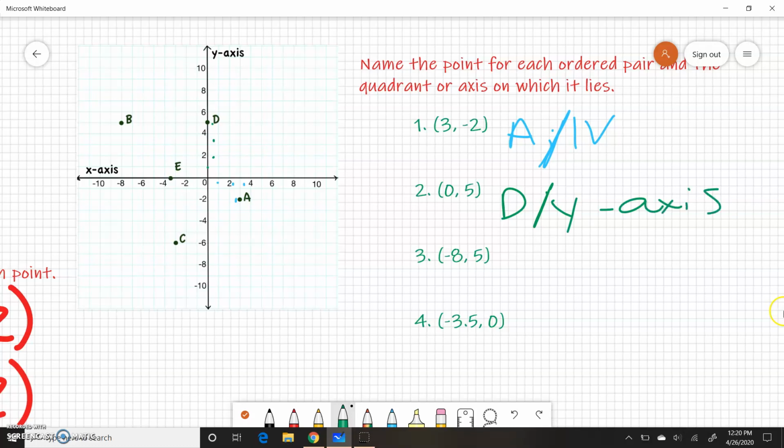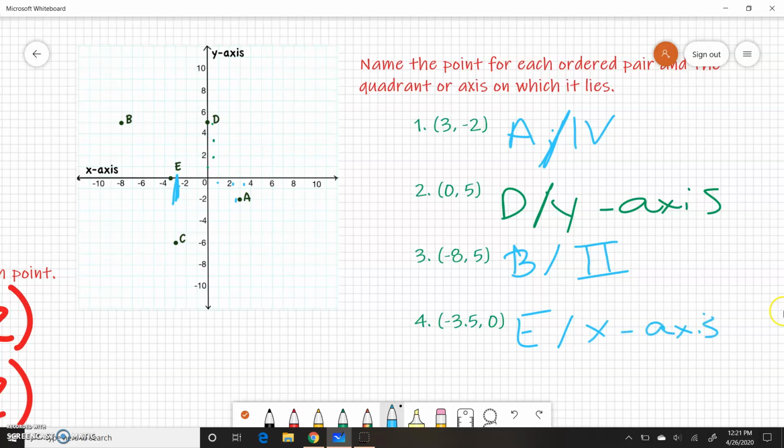Negative 8, 5, so I'm going to go over to the negative 8, which is way over here, and up 5, which gets me to B, and that is in the second coordinate. And the last one, negative 3.5 and 0, so negative 3.5. Okay, so negative 2, negative 3 would be right there, and then it goes over negative 3.5, okay? And then it goes up 0. So that would be E, and that's not in a quadrant, but it is on the x-axis.